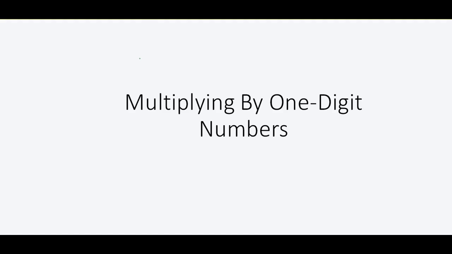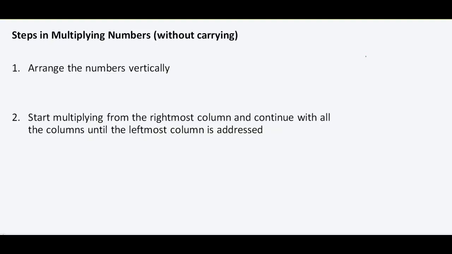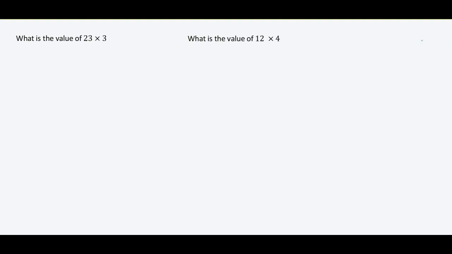Let us learn how to multiply by one-digit numbers. We will multiply without carrying, and then we will also multiply with carrying. When we want to multiply without carrying, we'll first have to arrange the numbers vertically, and we'll start multiplying from the rightmost column until we have used up all the numbers going from the right to the left. Let's try a few examples.